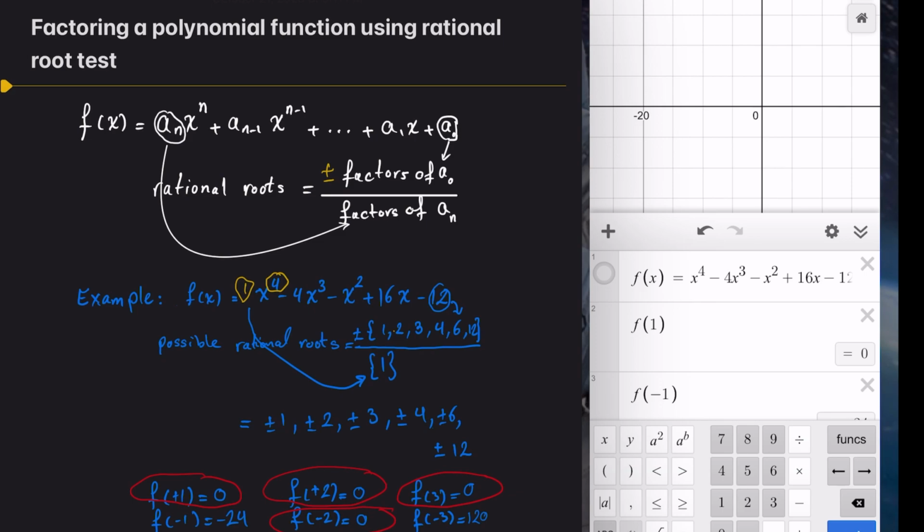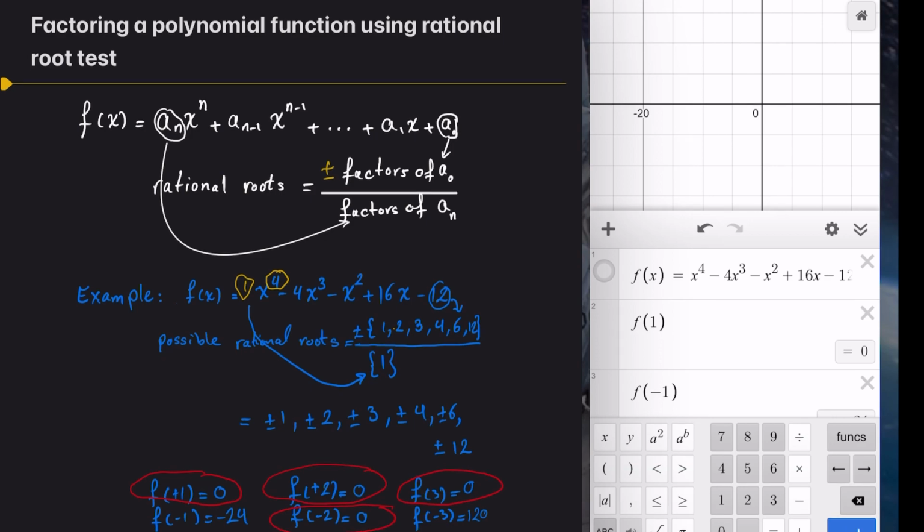We know that the leading coefficient is 1 and the constant term is 12. These are the factors of 12: 1, 2, 3, 4, 6, and 12. And the factor of 1 is just 1. So in this case, the possible roots are plus or minus 1, plus or minus 2, plus or minus 3, plus or minus 4, plus or minus 6, and plus or minus 12.